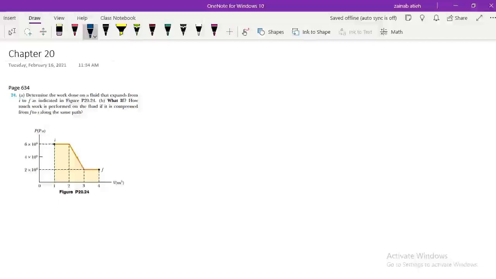I will do problem 24, page 634. This problem says determine the work done on a fluid that expands from I to F as indicated in figure 20.24. How much work is performed on the fluid if it is compressed from F to I along the same path? So he's asking me to find the work done on the gas.